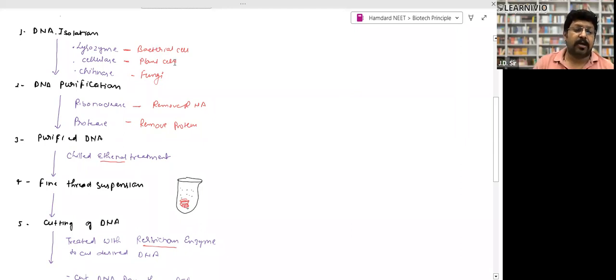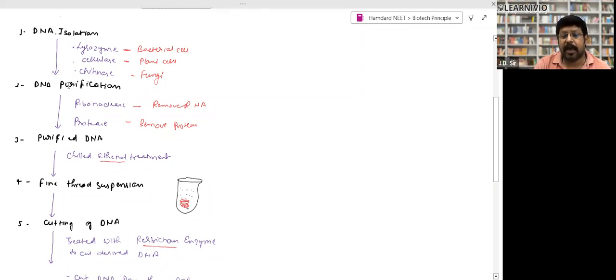If this is plant cell, we will treat this DNA with the help of a cellulase enzyme. If it is fungi DNA, we will treat with the enzyme chitinase, right, to remove the chitin part. If plant cell, we will treat with cellulase to remove the cellulose part, right? So the enzyme which is required will depend on the source of the DNA. After then, when we have purified the DNA, again, the further purification process takes place. That's how we isolate.